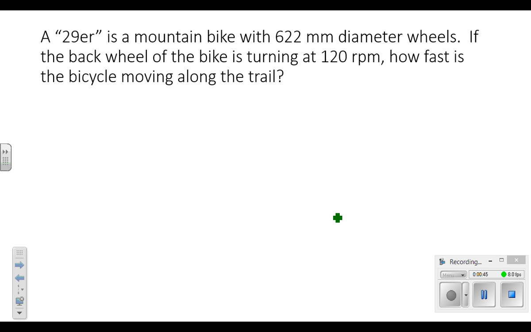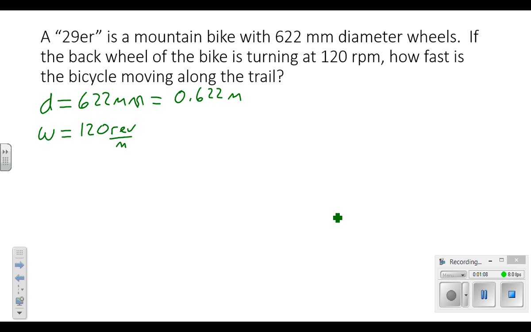In this problem, we know that we have a diameter of the wheel of 622 millimeters, but let's recognize that's got to be in meters. So if we move the decimal point over, that's 0.622 meters. And we have 120 RPM, so that's going to be an omega. Omega is 120 revolutions per minute.